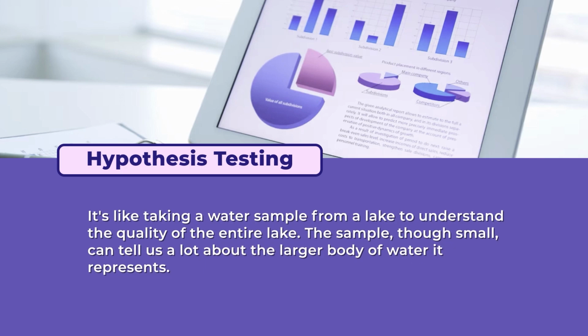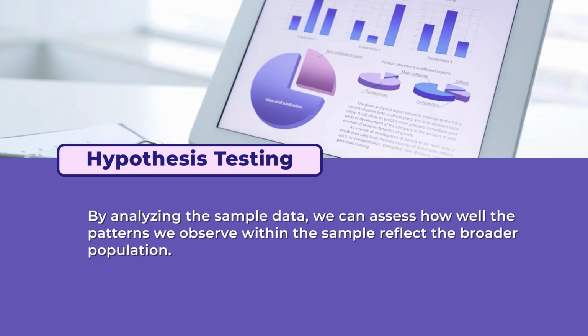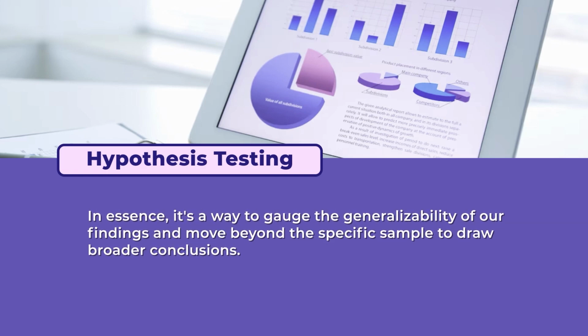In simpler terms, it's like taking a water sample from a lake to understand the quality of the entire lake. The sample, though small, can tell us a lot about the larger body of water it represents. By analyzing the sample data, we can assess how well the pattern we observe within the sample reflects the broader population. In essence, it's a way to gauge the generalizability of our findings.